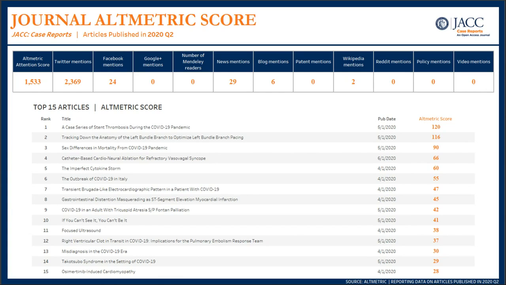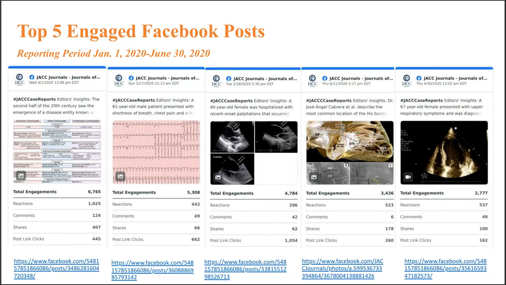But if you get used to clicking on the altmetric score for a paper you're reading, you'll get to understand how that's built. So again, I think this is the first half of 2020. These were the top 5 engaged Facebook posts. So the JACC journals provide a Facebook page, and you can subscribe to that if you're on Facebook. And also, we're going to get to Twitter, but there's a JACC journals Twitter feed as well. So these were the top 5 engaged posts, which means that we got the most reaction from these.